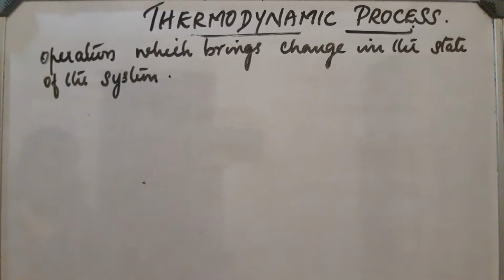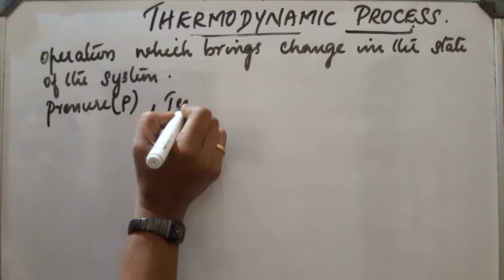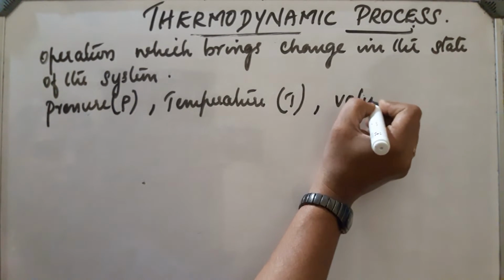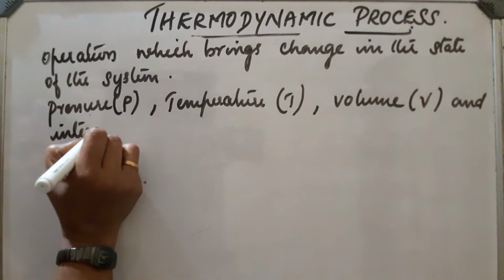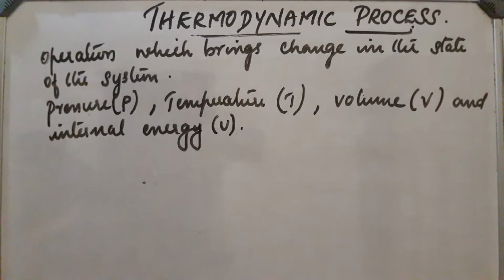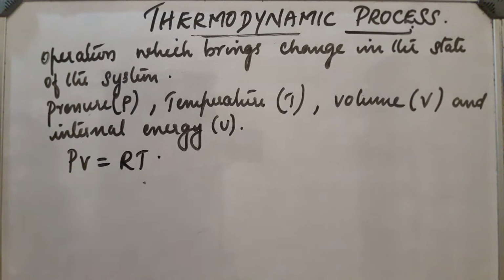The state of the system can be expressed in different parameters like pressure P, temperature T, volume V and internal energy U. If any two parameters are fixed, then the third one will be automatically fixed according to the ideal gas equation PV equals RT.